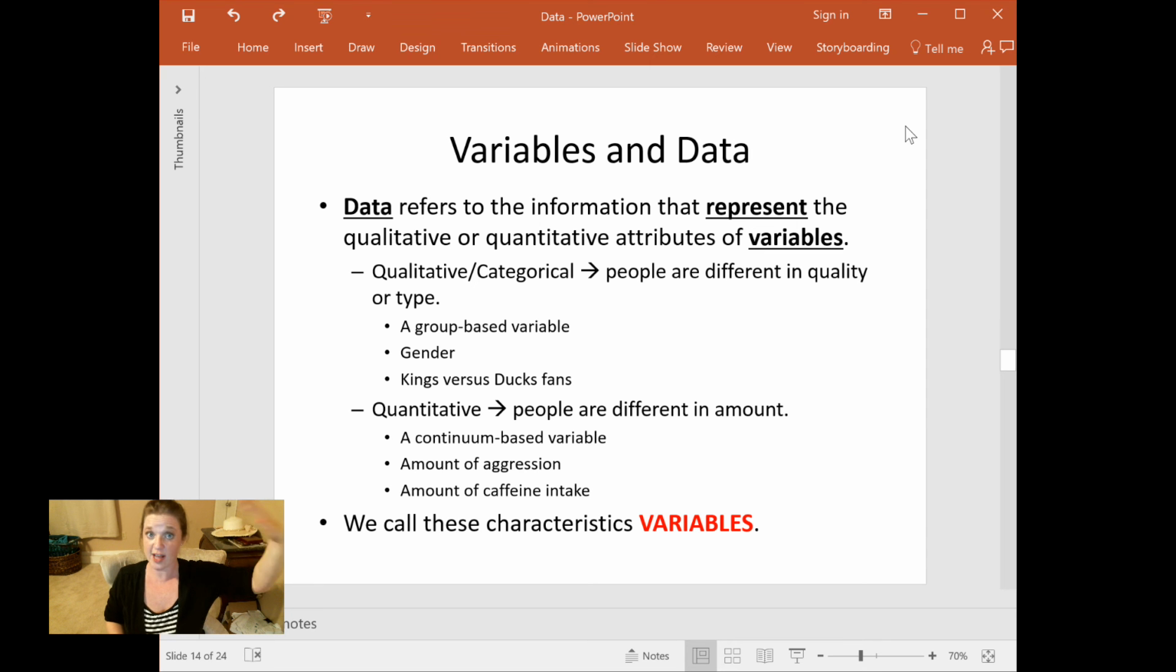One person said woman, the next person said man, the next person said declined to state, and the next person said woman, and the next person said woman. And I keep track of the fact that there are 20 women and 15 men and 2 people who declined to state. That is still qualitative data because the information that came at me was a word. This person is a woman. This person is intersexed. Qualitative data. So it's about the answer to the question. If it's a group-based variable, if you're putting people into groups, men, women, other, qualitative.